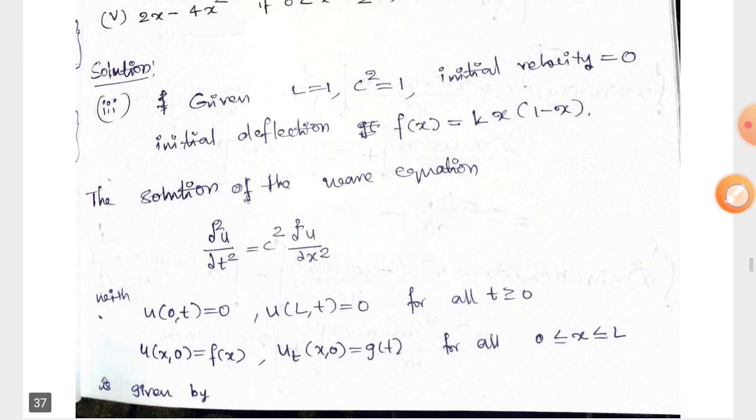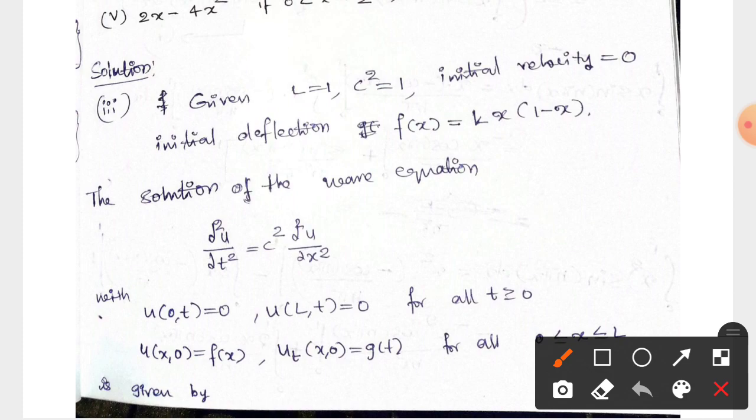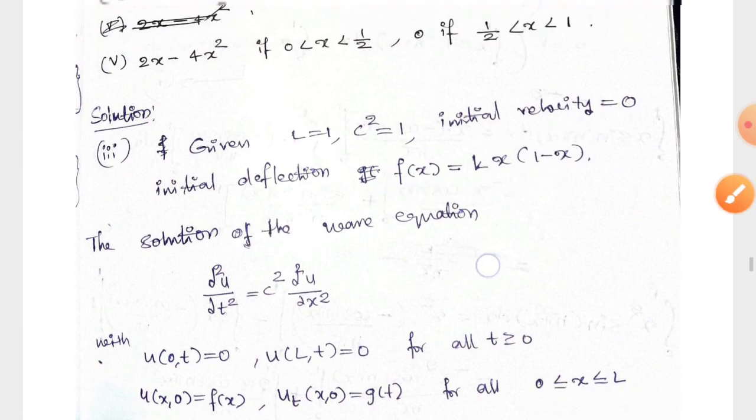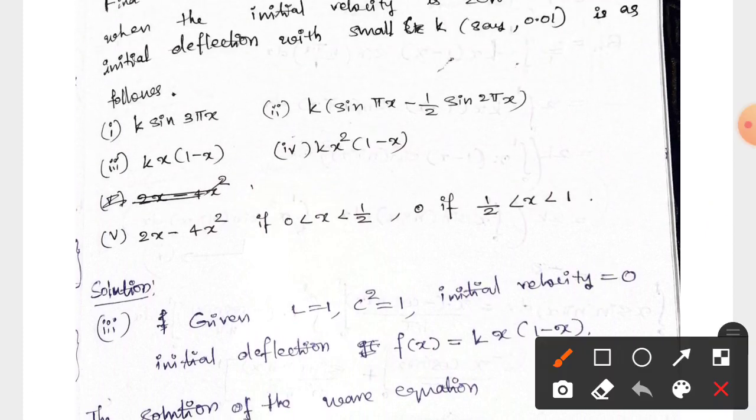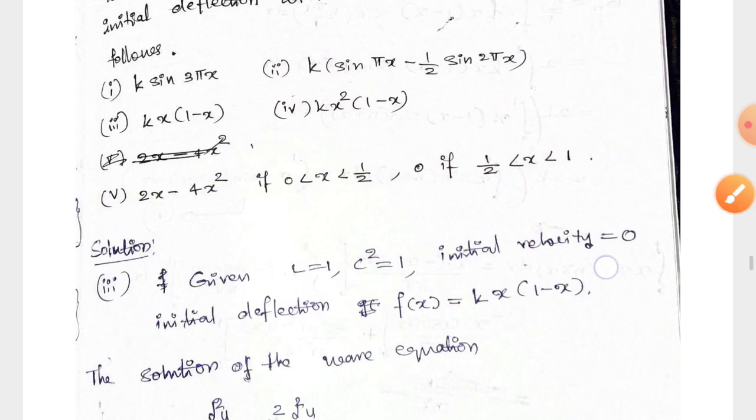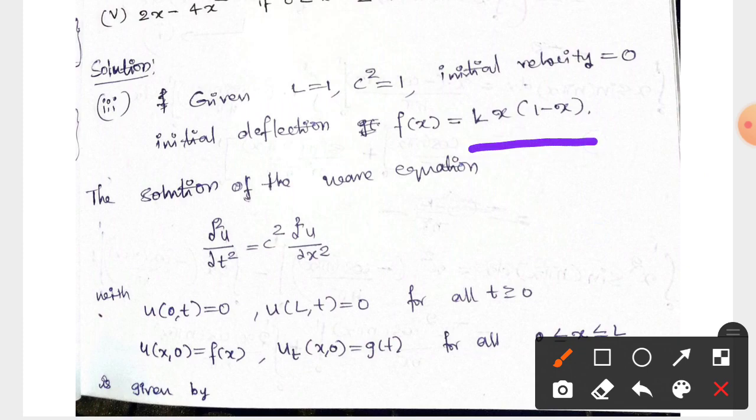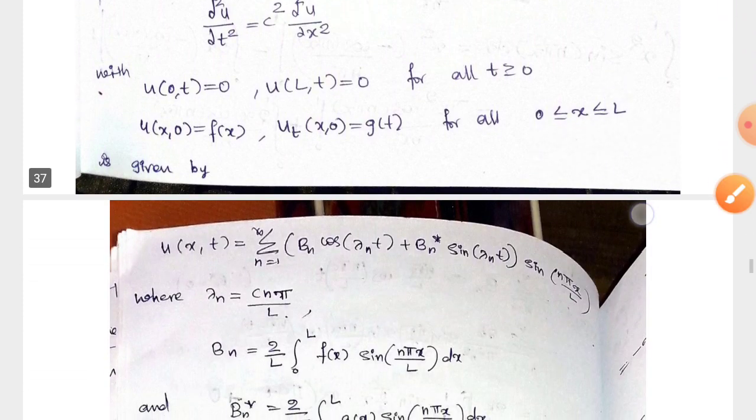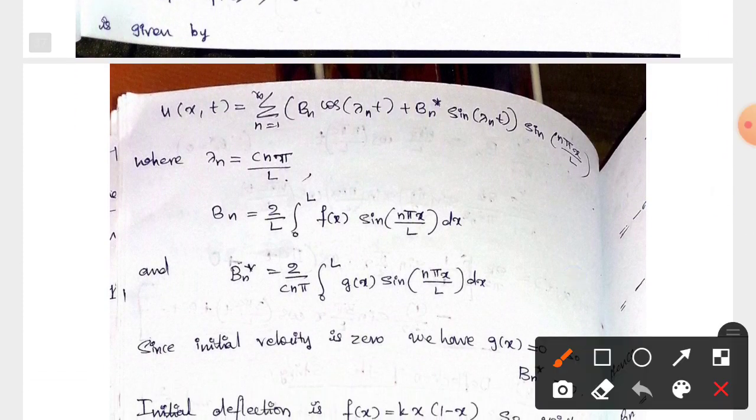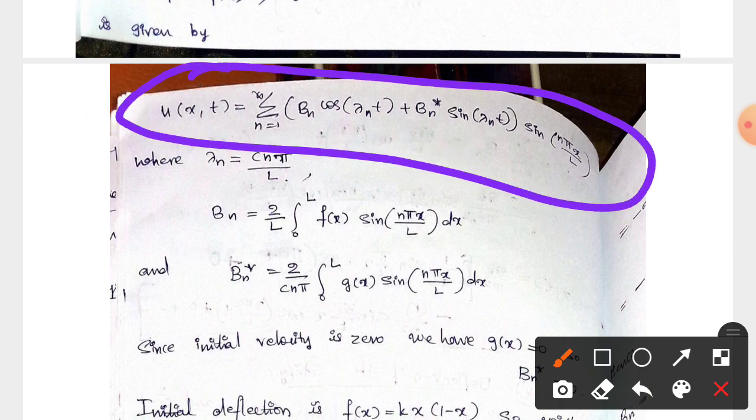So first write down what is given. Given that L is equal to 1, c² is equal to 1, initial velocity 0, and the initial deflection. In the third one, what is the initial deflection? The third one is kx into 1 minus x. Remaining problems you have to do. What's the homework? First of all you have to write down the formula. So the formula: the solution of the one dimensional wave equation is given by like this.